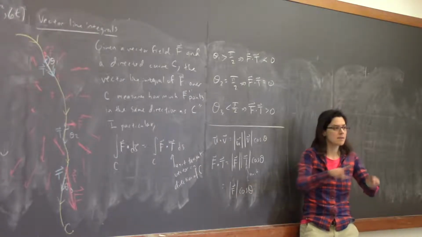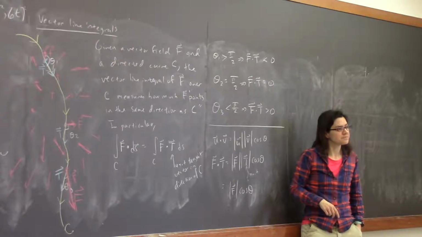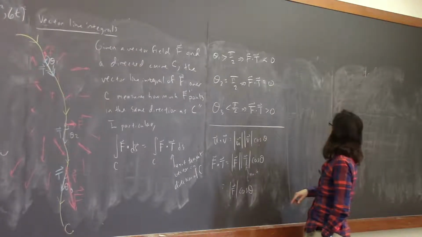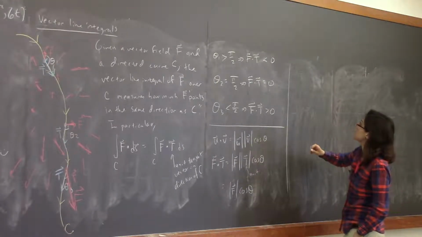And when theta is bigger than 90 degrees, between 90 degrees and 180 degrees, this comes out negative. All right. And one last thing before you do an example yourself.